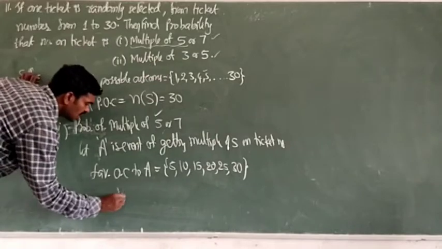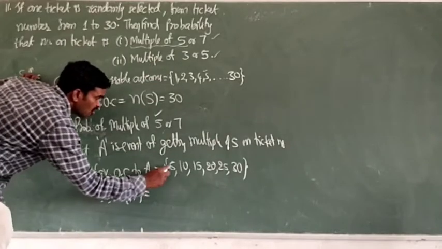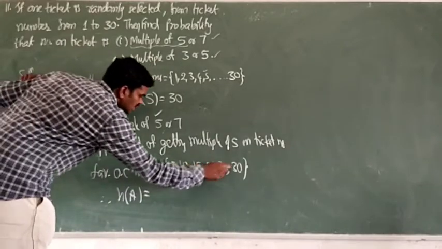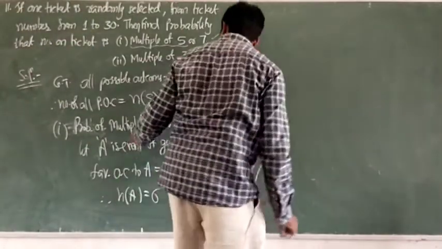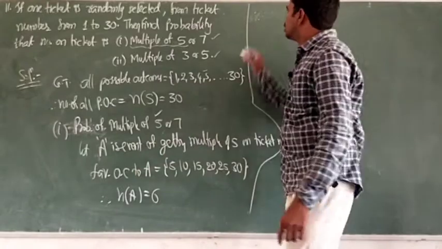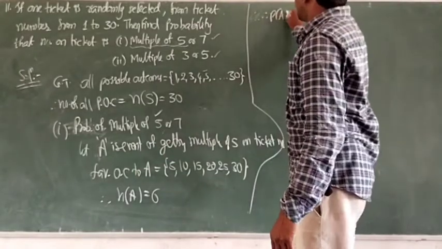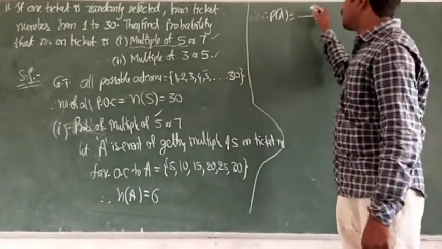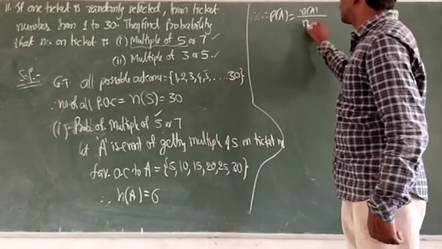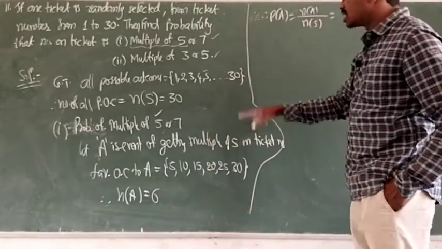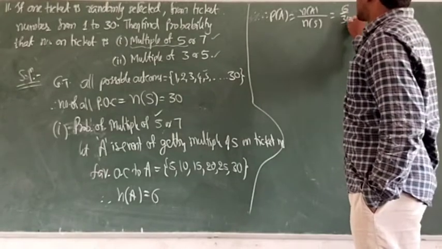So how many are there? n of A, consider as how many are there? 1, 2, 3, 4, 5, 6 are there. So then what is the probability of this multiple of 5? Therefore probability of A is, by the formula, number of favorable outcomes, here n of A, by total number of possible outcomes, n of S. That is 6 by 30. Just keep it as it is.